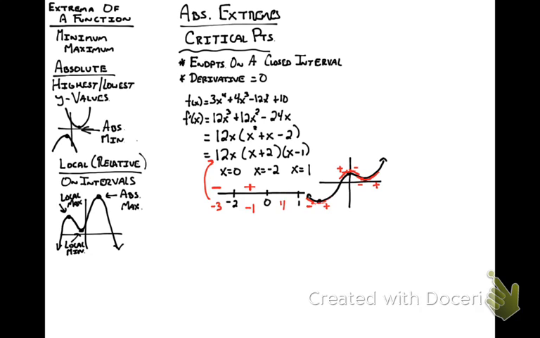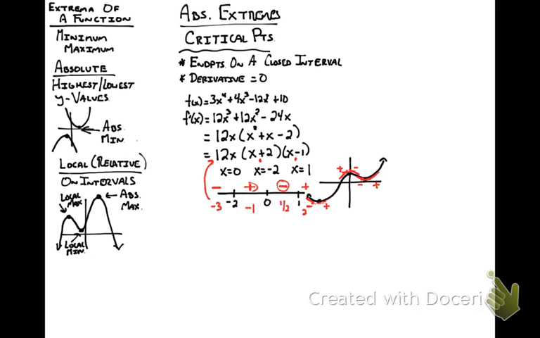Repeat again using 1/2. Between 0 and 1, what's happening? When I run through that, the first term is positive, the second term is positive, the third term is negative, so their product will be negative. After 1, if I check 2, the first term is positive, the second term is positive, the third term is positive, so their product will be positive. Since my derivative changes from negative to positive at negative 2, there must be a local minimum. Since it changes from positive to negative at 0, there must be a local maximum. Since it changes from negative to positive at 1, there must be a local minimum.